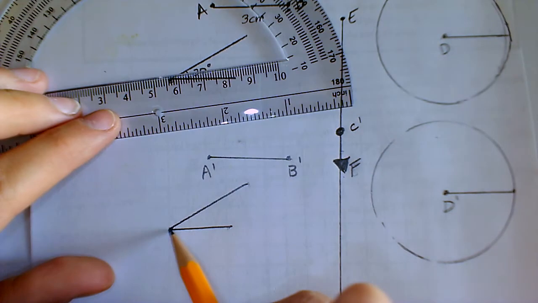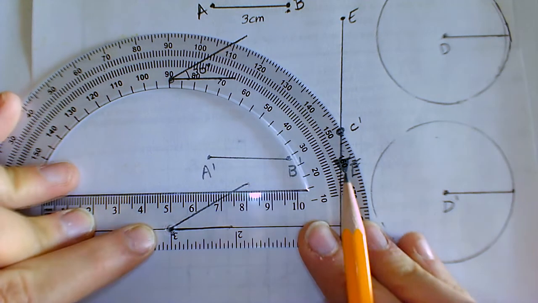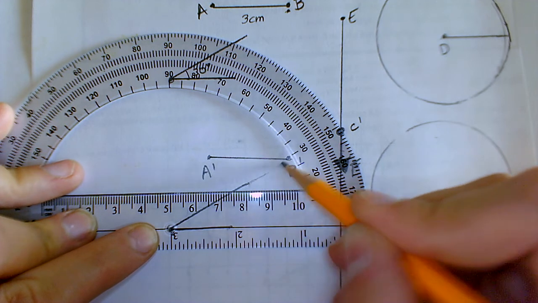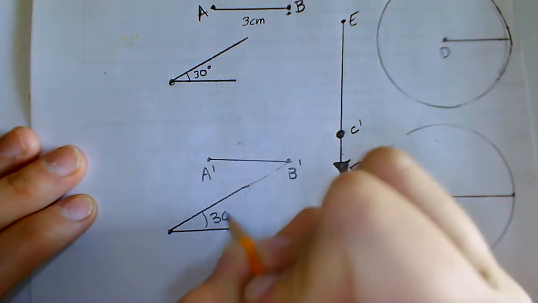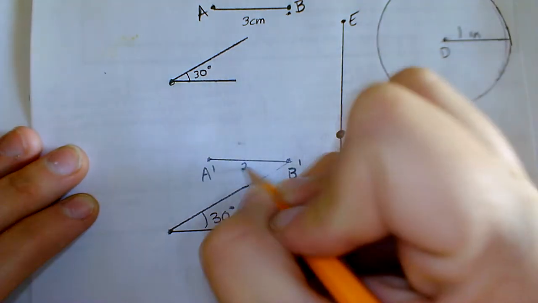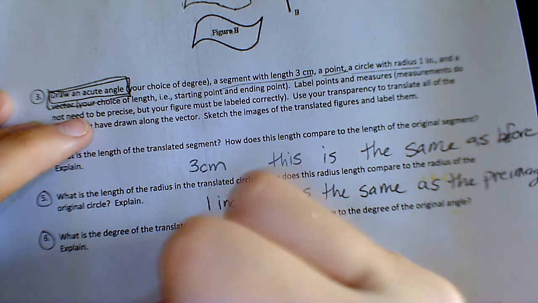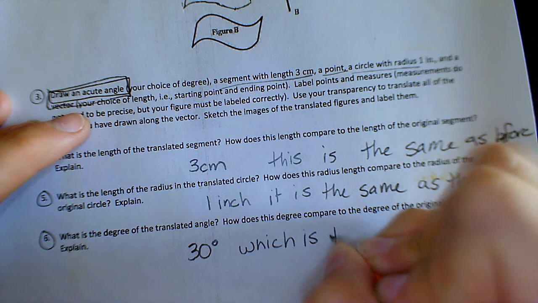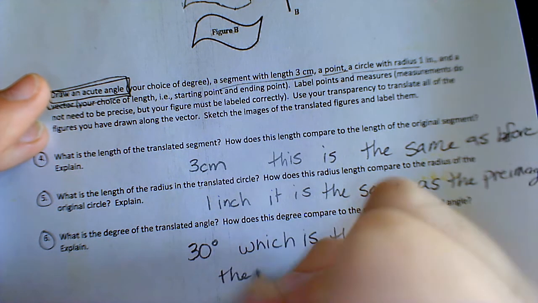6, what is the degree of the translated angle? Remember, you line up the corner in the center of your protractor and make sure that the line is lined up on the line here. If we were to continue this out, we could see that it would still be a 30-degree angle. So for number 6, 30 degrees, which is the same as the pre-image.